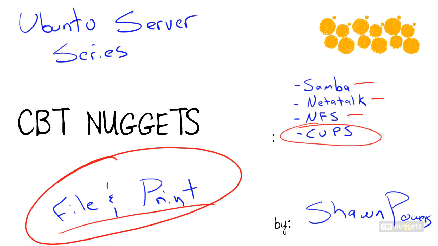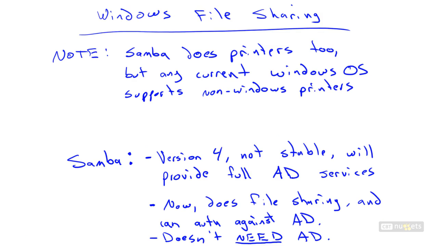And what are we going to start with? Samba. So we'll start out with Windows file sharing. Now I just wanted to make a note here that when you're setting up Windows file sharing, Samba is the daemon or the program that we use to do file sharing with Windows machines. Samba also does printer sharing, so you can use Windows native printer sharing. However, I'm not going to focus on that, and most people anymore don't necessarily focus on that because current Windows operating systems support non-Windows printers.